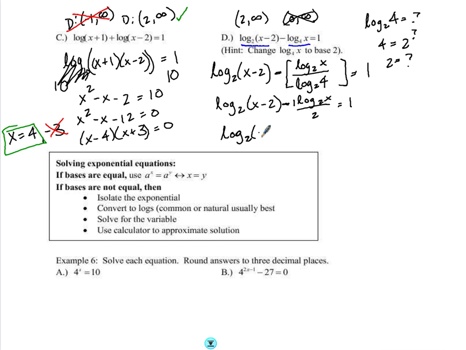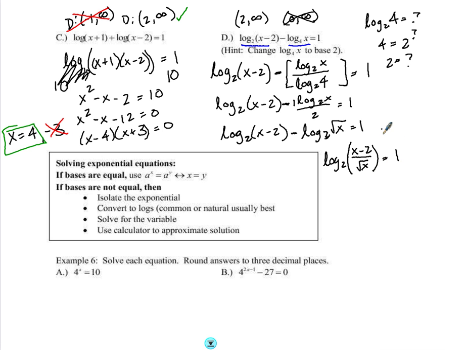And now, since I have both logs here, I can use that quotient property, which tells me the log base 2 of x minus 2 over the square root of x is equal to 1. I had a student this year even say, well, Mr. Ausel, you can't have a square root in the denominator. Well, we can for right now. That's okay. And remember, our domain is from 2 to infinity.